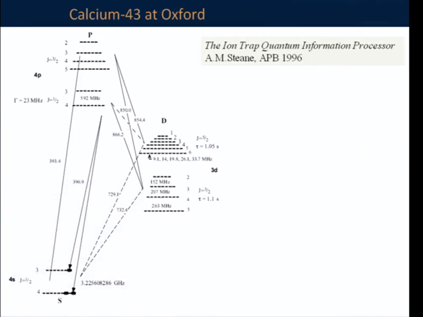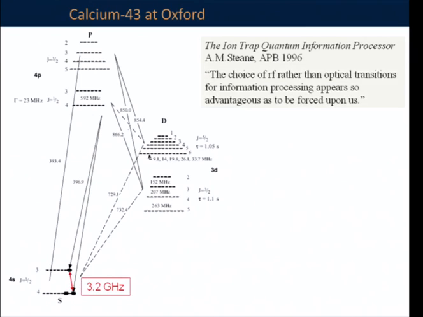Anyway, so we work with calcium-43, and again, this is something of a long history at Oxford. Again, if you go back to one of Andrew's early papers, a nice introductory paper on the ion trap quantum information processor dating back to 1996, he discusses the choice of various ions, and he actually zeroes in on calcium-43 and has a level diagram of it here. And there's a comment in the paper: the choice of RF rather than optical transitions for information processing appears so advantageous as to be forced upon us. So, even back then, obviously, the idea of using microwave or RF sources to drive your qubit transitions in some way was clearly very advantageous.